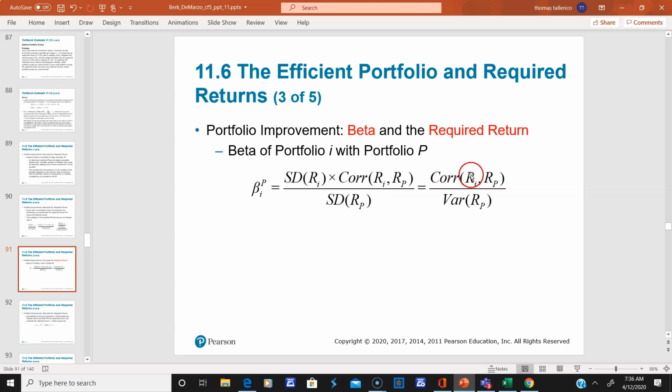Basically this is the variance. The standard deviation of Ri divided by the standard deviation of the portfolio gives you basically 1 over the variance, and you could find that. So we're looking at the beta of a portfolio. Normally every stock has a beta, but now we're addressing the beta of a portfolio.